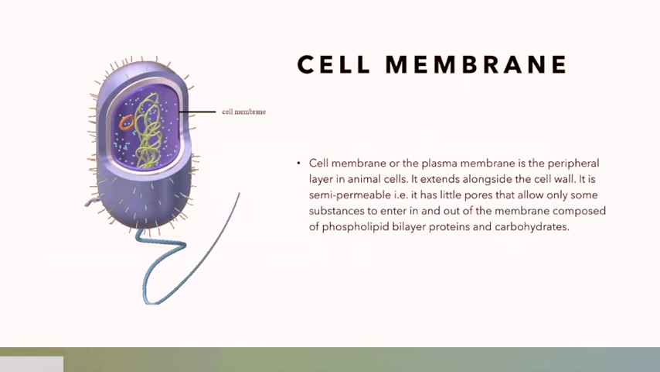The cell membrane. The cell membrane or the plasma membrane is a peripheral layer that extends alongside the cell wall. It is semi-permeable, that is, it has little pores that allow only some substances to enter in and out of the membrane, composed of the phospholipid bilayer, proteins, and carbohydrates.